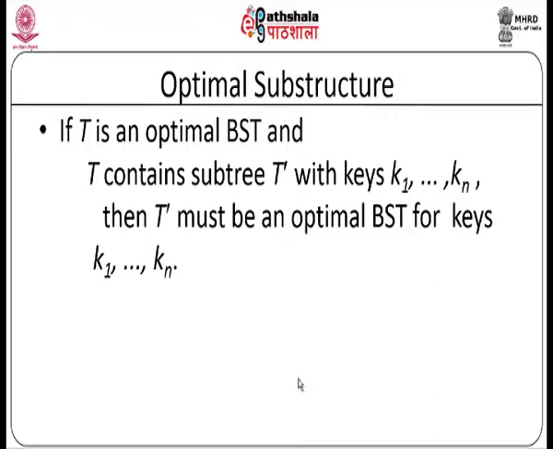So, in other words, if the principle of optimality holds for the tree, then the principle of optimality holds good for both the left subtree as well as the right subtree. Therefore, dynamic programming is more apt for this particular problem.